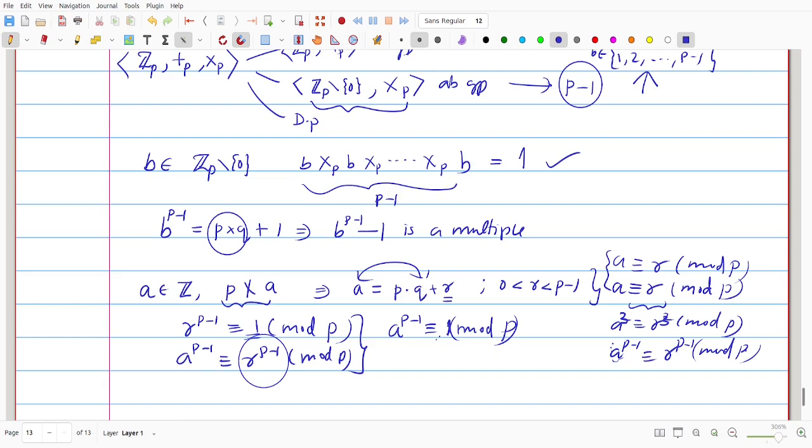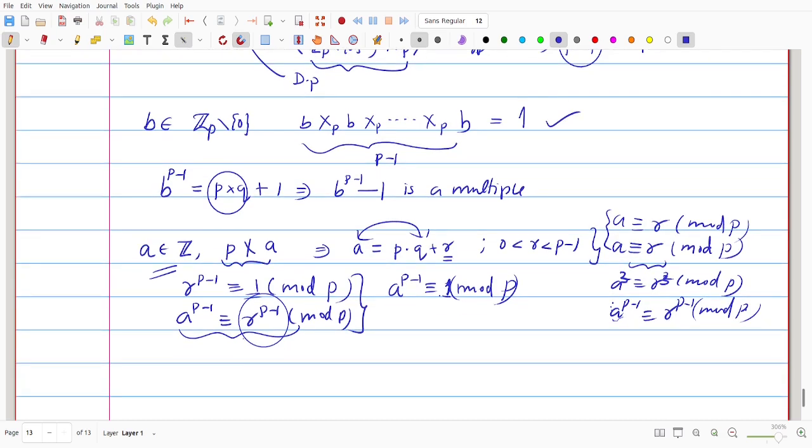This is true for any integer, not only the elements between 0 and P minus 1. So if you choose any element A belonging to Z, if P does not divide A, then you have R raised to P minus 1, where R is the remainder, congruent to 1 mod P. As a consequence, we also know that A raised to P minus 1 is congruent to R raised to P minus 1. Then we can easily say that the difference is a multiple of P as well. What is the meaning of this? A raised to P minus 1 minus R raised to P minus 1 is a multiple of P. That is the meaning of this statement.